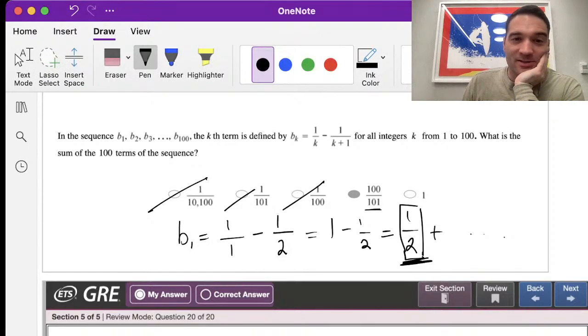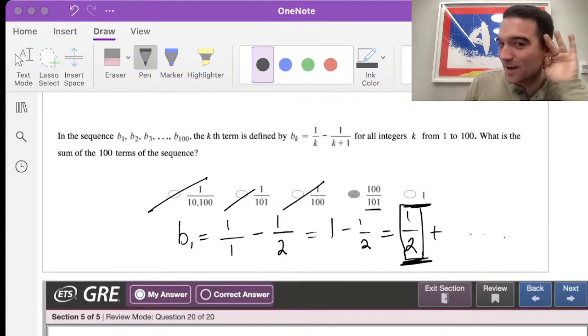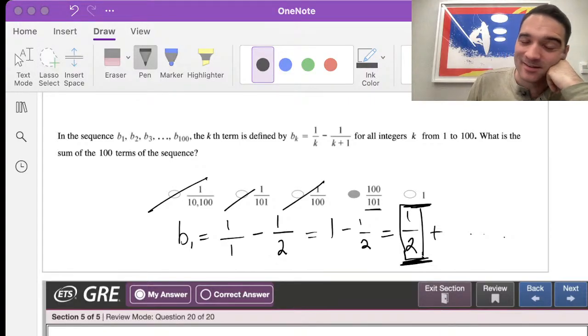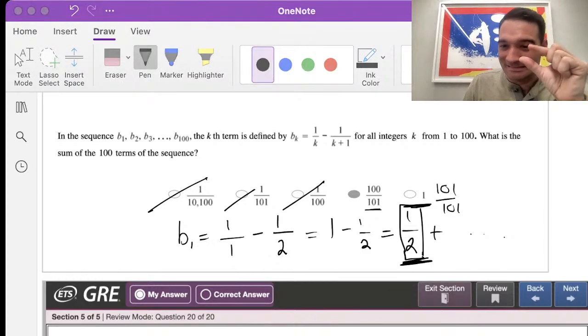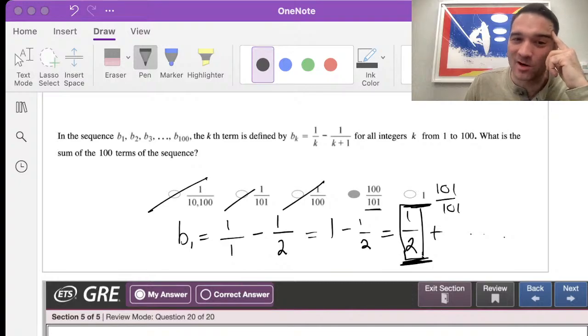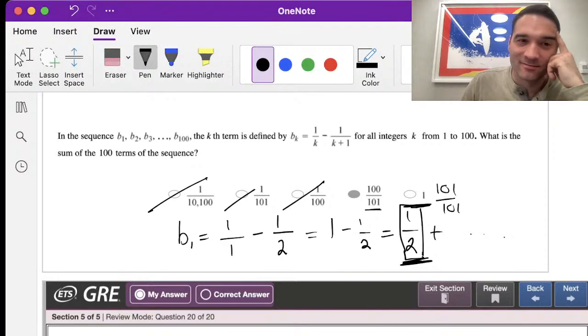And then it comes down to these two, which are so close together. I mean, 100 divided by 101 and 1, which is basically 101 over 101, are 1/100th, 1% apart. All right, so enough of this. Let's actually solve this problem.